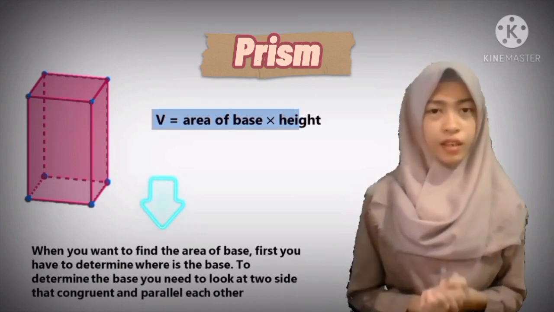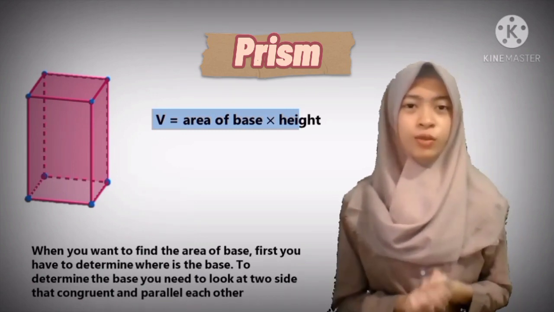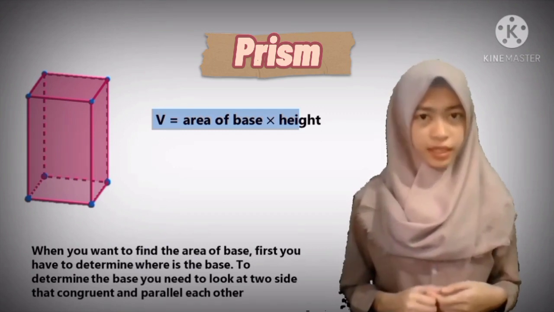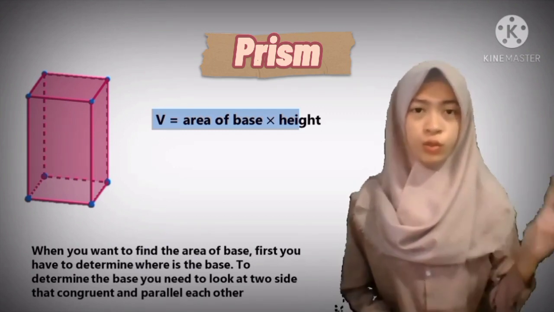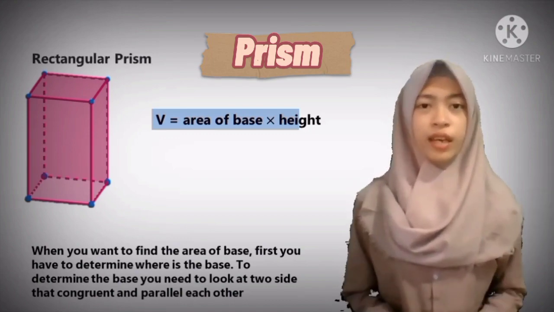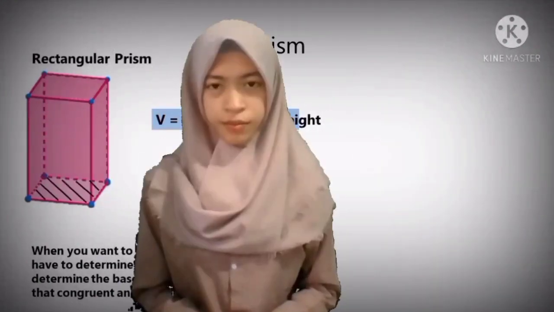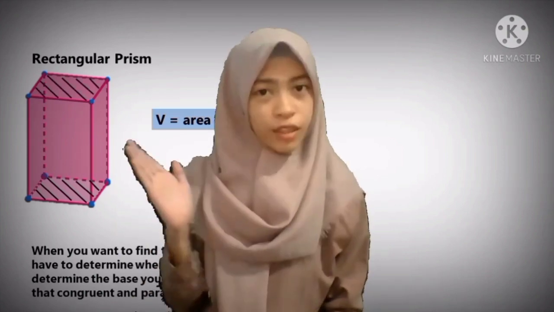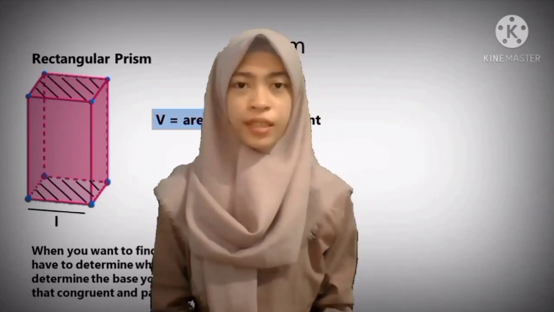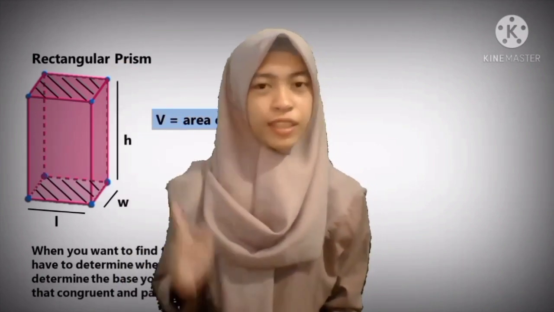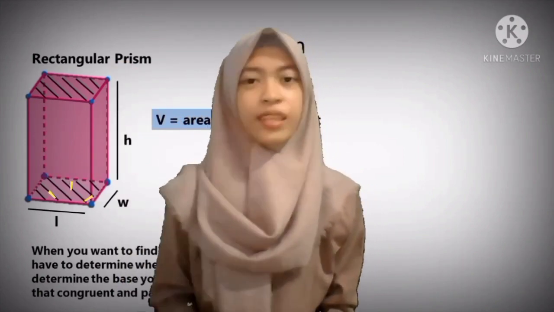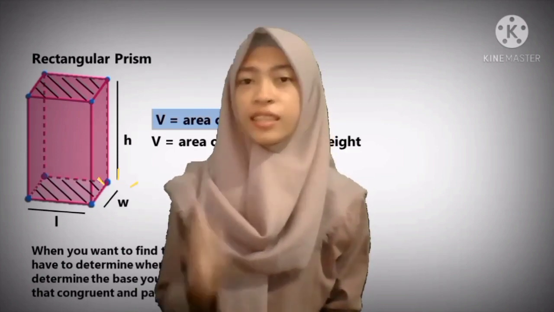When you want to find the area of base, you need to determine where the base is. To determine the base, you need to look at two sides that are congruent and parallel to each other. In this case, we have a rectangular prism. We determine the base is right here and right here. This is length, this is width, and this is height.